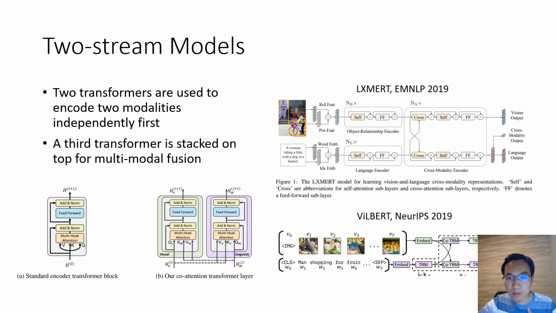Besides the one-stream model, I'd like to briefly mention another line of work, which is the two-stream model. Basically, two transformers are first used to encode the two modalities independently, and then a third transformer, which is responsible for co-attention, is stacked on top for multimodal fusion.